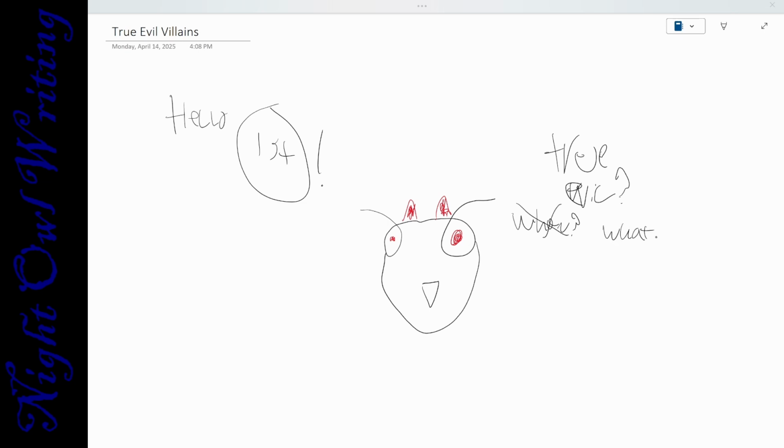So, I like to think of it as there being two types of true evil villains. One of them is what I like to call the animalistic true evil. This is a character like the Demogorgon from Stranger Things. It is a character that has no motivation because its only motivation is it's a predator animal and the main characters are the prey.